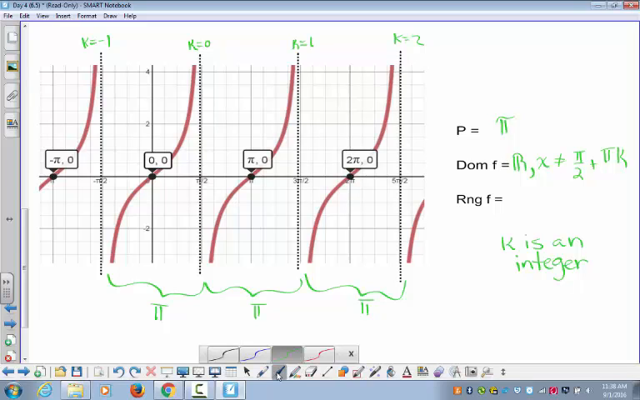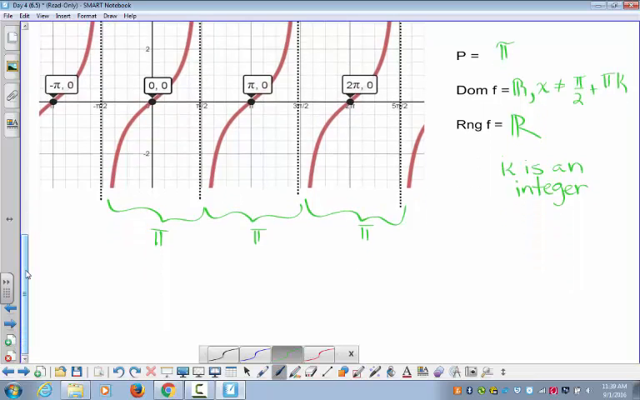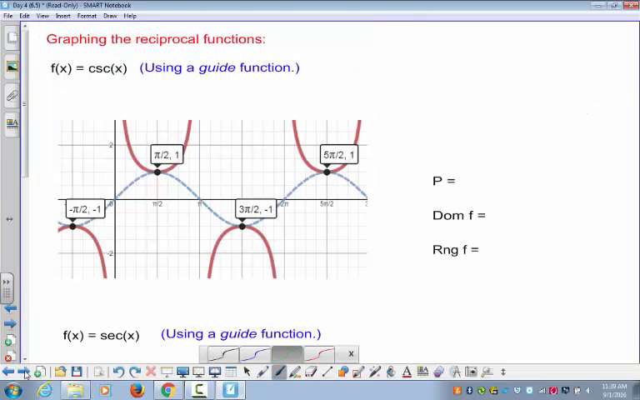Okay, range. Oh, rails. Right, we project our function onto the y-axis. There's no y values that are excluded. There's no real number that is not the y value for some angle when you take tangent of that angle. All right. Now the hard ones.